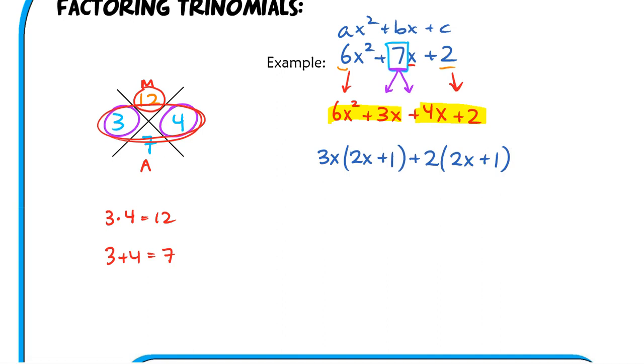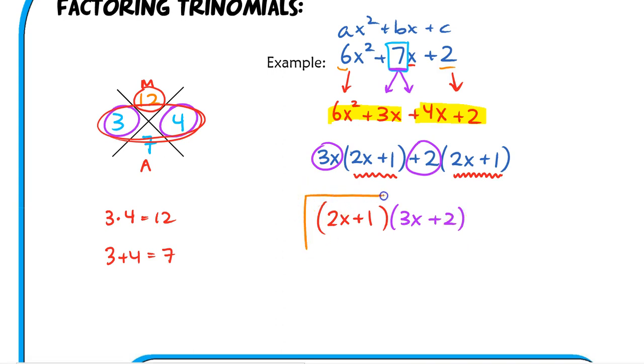Okay, now, since we see the same exact expression in both terms, that means that's the GCF here. I can pull out 2x plus 1. Okay, and again, left over, after I pull out that 2x plus 1, here I would have 3x, and here I would have positive 2. Okay, so this is a much longer process, but this is the final answer that we're looking for.